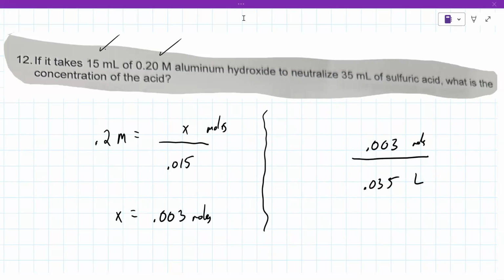This is number 12. If it takes 15 milliliters of 0.2 molar aluminum to neutralize 35 milliliters, what is the concentration of the acid? Okay, I see. There's the number, everything's been fine. Now this one, did you say 0.129? No, it says 0.00857.